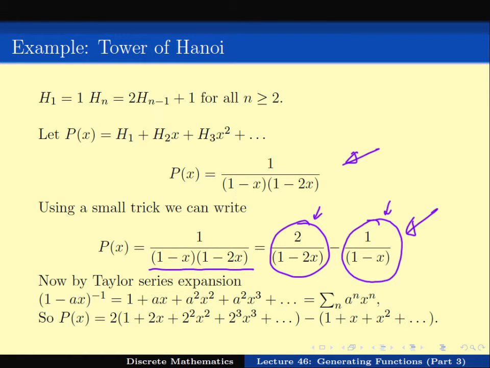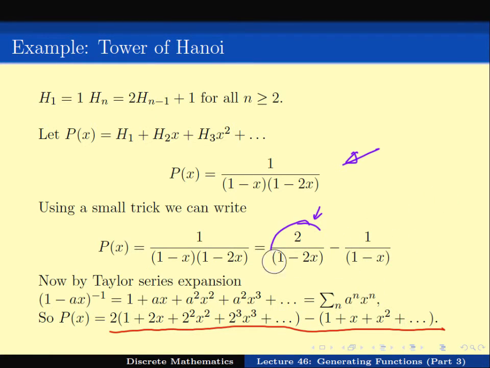For example, P of x here will become 2 times, now I just apply the Taylor series here, which is 1 minus 2x, the Taylor series of that is 1 plus 2x plus 2 square x square plus 2 cube x cube and so on, and 1 minus x is 1 plus x plus x square and so on. So P of x is this expression, and hence you can already see that the coefficient of x power n is 2 times 2 power n minus 1, right? And this is what we wanted.